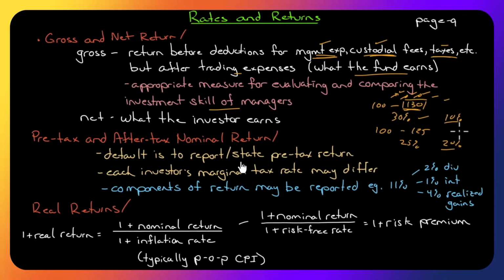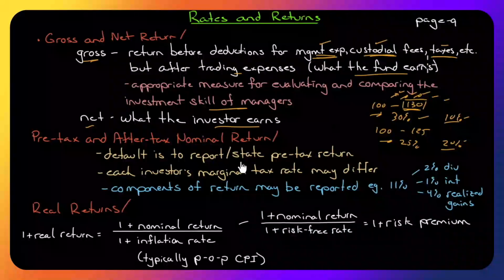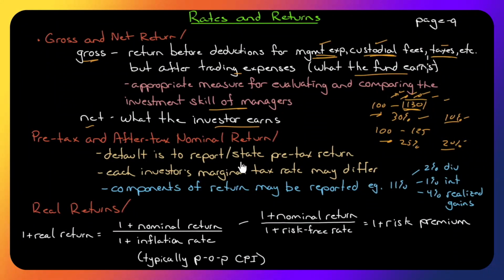This 10% and this 20% reflect the cost to the investor of choosing that particular manager, but this return represents the particular skill in that manager of earning a return. So when we're evaluating, comparing the investment skill of managers, we compare on gross returns. The net return is what the investor actually earns after all the expenses are paid. Pre-tax and after-tax nominal returns, the default is to report or state the pre-tax return, and that is very simple.